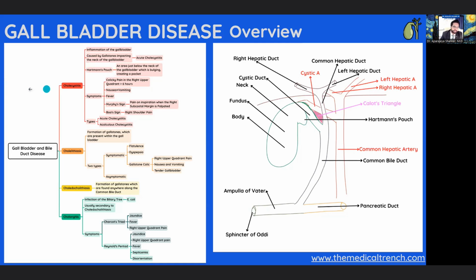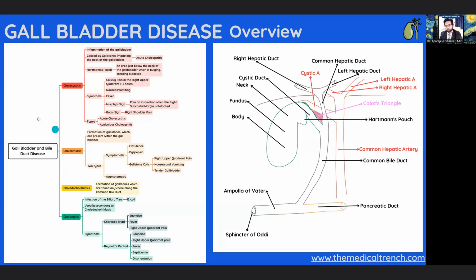Now, when you look at all of these diseases, cholecystitis, cholelithiasis, choledocholithiasis, and cholangitis, they just refer to the disease process at different levels of the biliary tree. So cholecystitis is actually the inflammation of the gallbladder itself, right? Choledocholithiasis is the inflammation of the common bile duct, right? Cholangitis is basically an inflammation of anywhere up and down this tree. Whereas cholelithiasis is a condition where you just have the formation of gallstones.